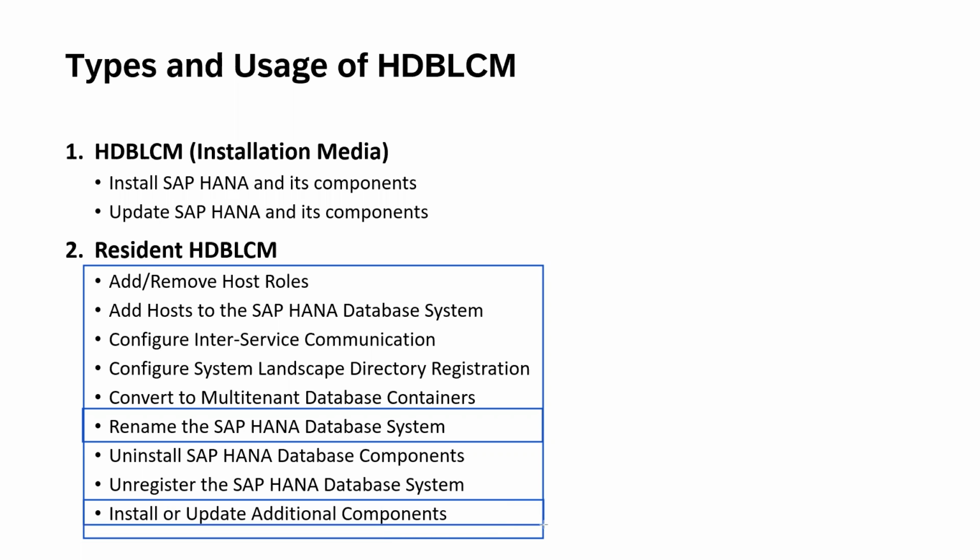You can install a HANA client from here. You can install AFL from here. You can install SDA. Whatever different options are available, you can install them from here, and you can also update them from here. Only the additional components, not the HANA database. You cannot install a new instance of the HANA database from your resident HDBLCM. You can only install and update additional components, and you can also uninstall them from this option over here.